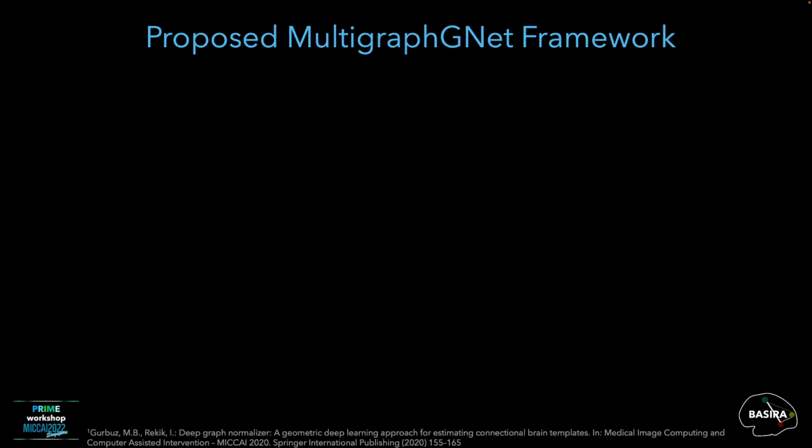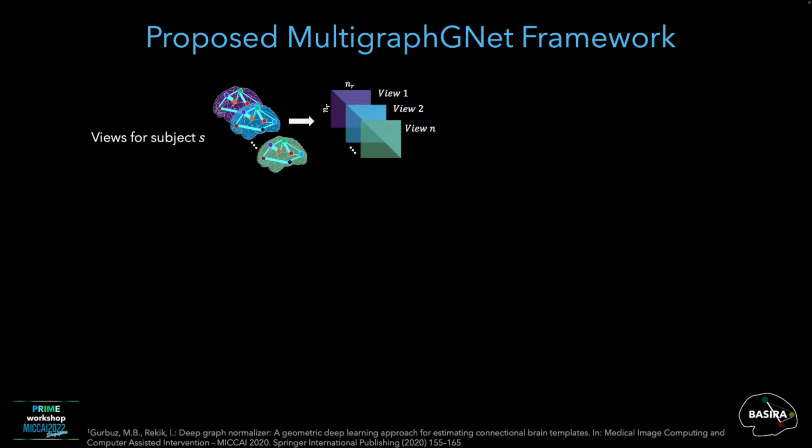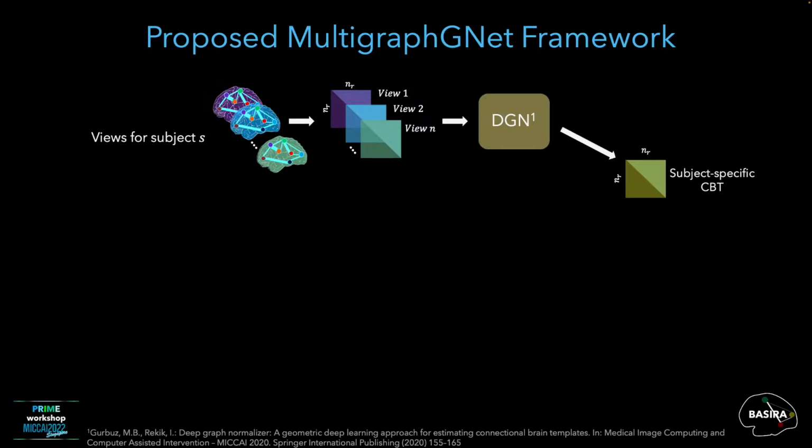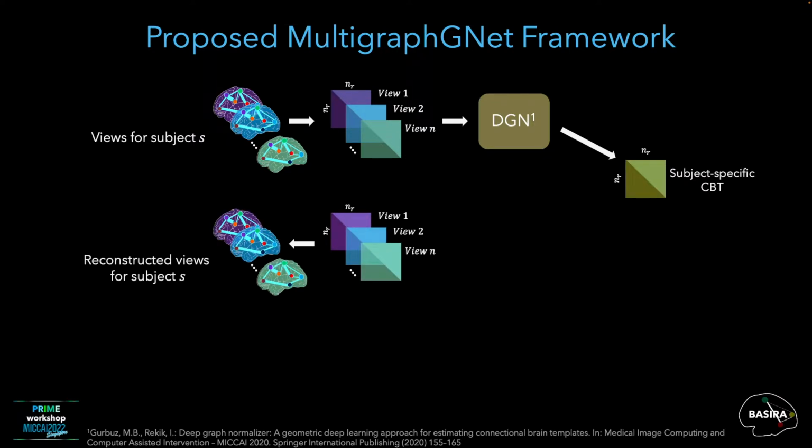To address these challenges, we propose MultigraphGNet. In a nutshell, we first represent the multigraph brain connectome as a stack of adjacency matrices, where each view sits on a different manifold and captures a specific relationship between the anatomical brain regions of interest. Then, we want to generate a holistic connectional brain template, CBT, that integrates the multiple views into a single view. This problem has been solved by the Deep Graph Normalizer, DGN network. Then, we want to reverse map that brain template to the original multi-view graph. This allows us to augment new multi-view brain graphs using only one representative brain graph template.